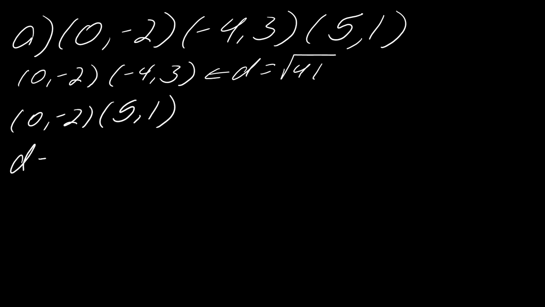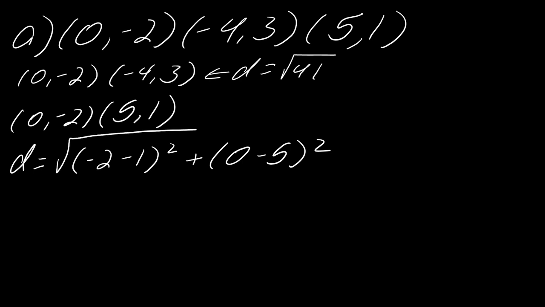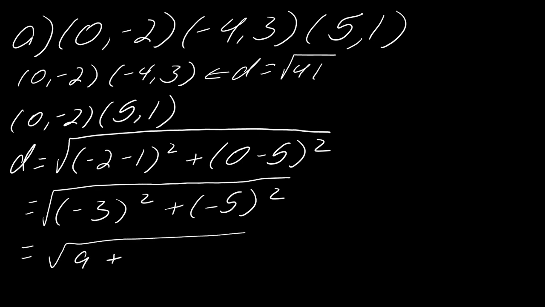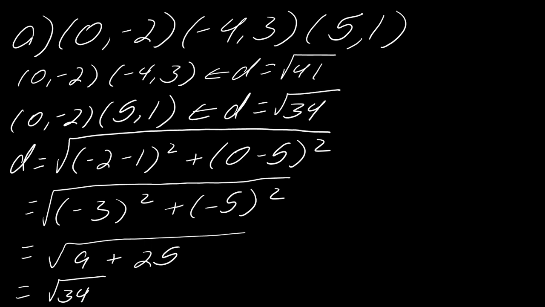So let's find the distance. I'm going to have negative 2 minus 1 squared, 0 minus 5 squared, and I need to take the square root of that. So that's going to give me negative 3 squared plus negative 5 squared, which comes out to 9 plus 25, which is the square root of 34. So we will call that the square root of 34.